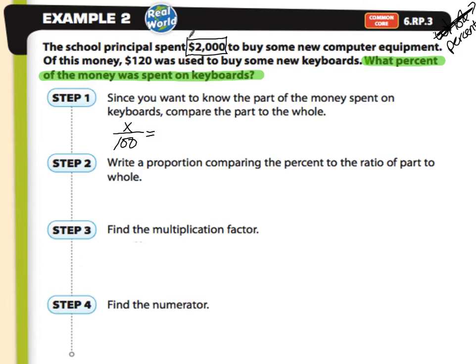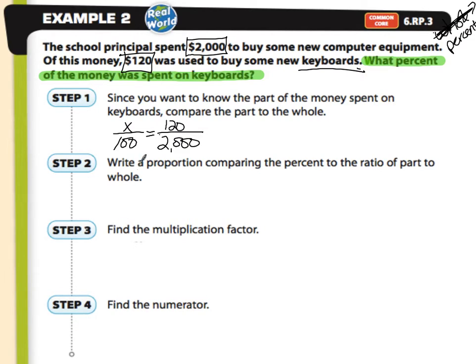He spent $2,000 and 120 of it was used to buy keyboards. Okay, so the total in this case would be 2,000 because that is the total amount that he spent, so that's going to be our whole. And then part of that money was $120, and that was spent on keyboards.